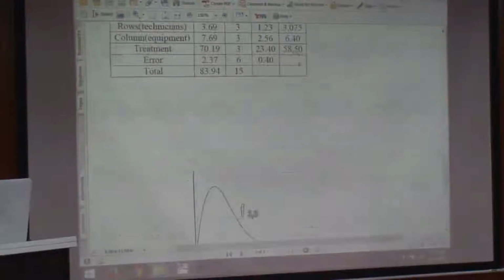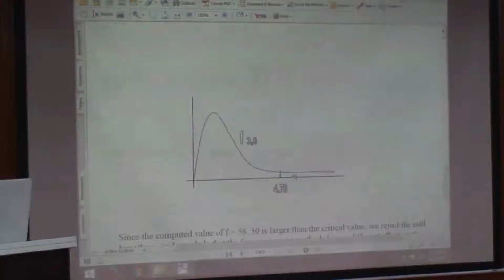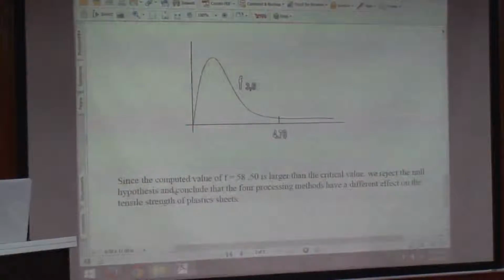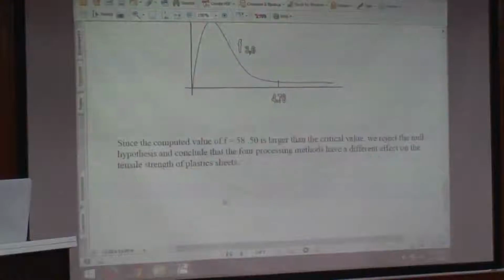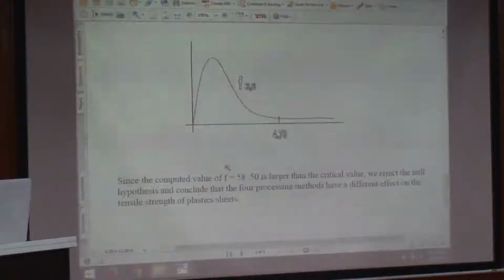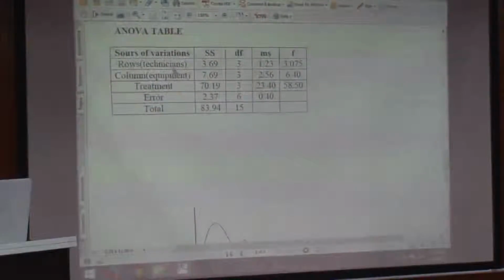Here, 58.5 is in the rejection region, because it is larger than 4.76. Since the computed value of F for treatment, 58.5, is larger than the critical value, reject the null hypothesis and conclude that the 4 processing methods have different effects on the tensile strength of plastic sheets. So we know that there is a significant difference of the different processing methods on the tensile strength of the plastic. We also are interested to know whether there is a technician effect or also an equipment effect.